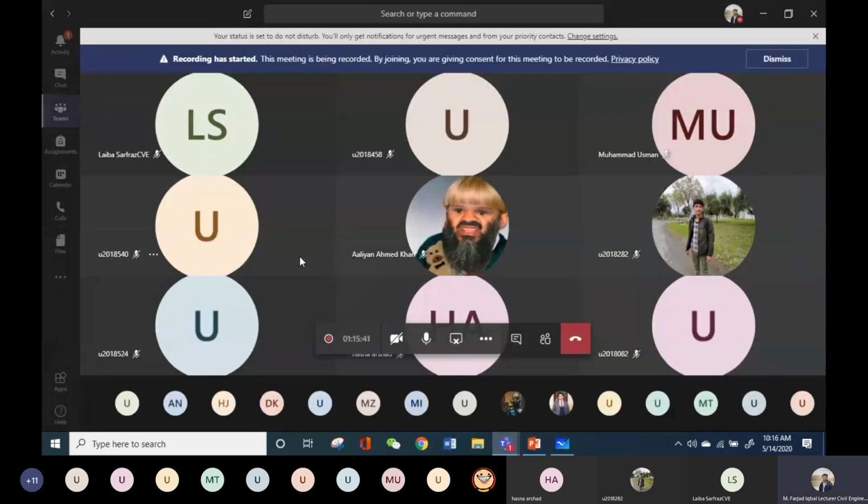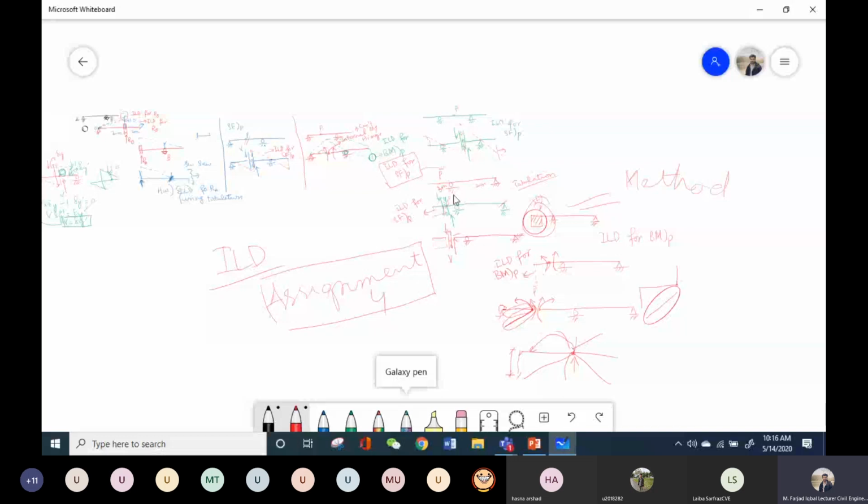Okay. So you need to solve the assignment 4 and you need to submit it by next Thursday. Okay. And solve these questions by method of tabulation and by using the equation.